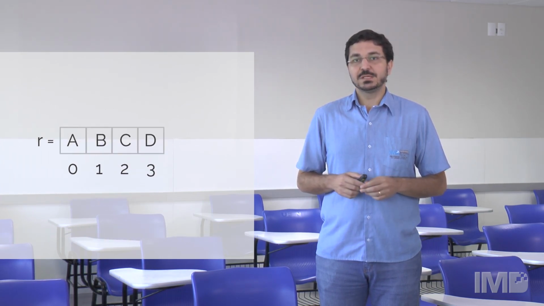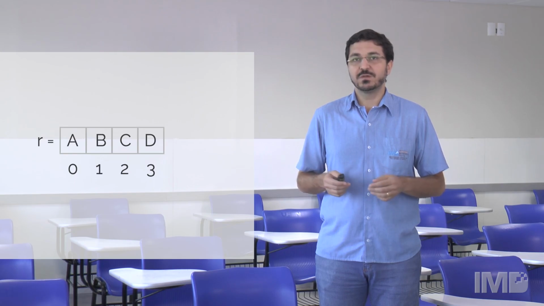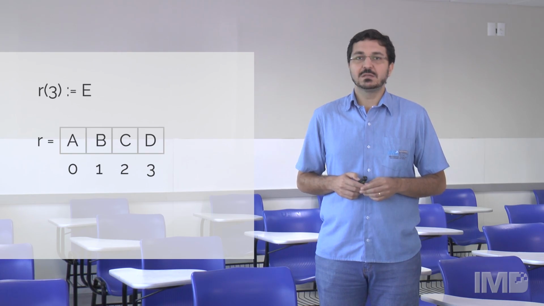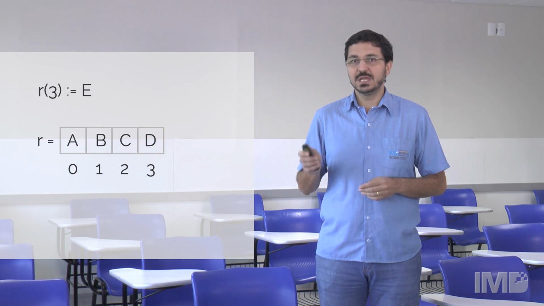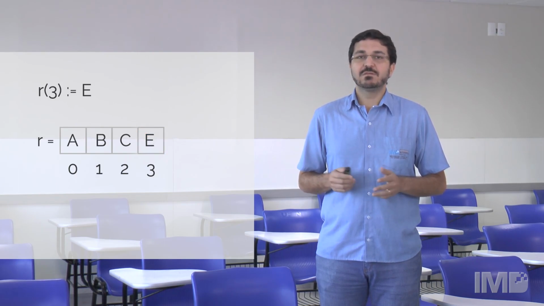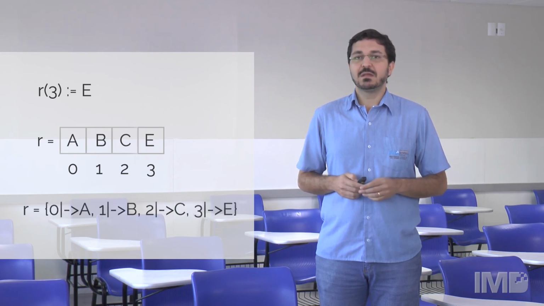The values in the arrays are accessed using their respective indexes. They can be read and changed as conventional variables. For example, if we assign the value E to the third element of R, we have the array R changed by removing the D and putting the letter E instead. So we have the final function R, which maps 3 to the new element E.